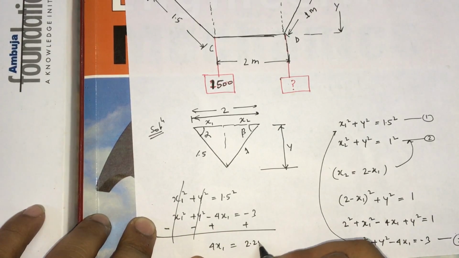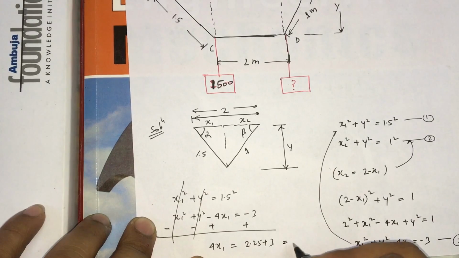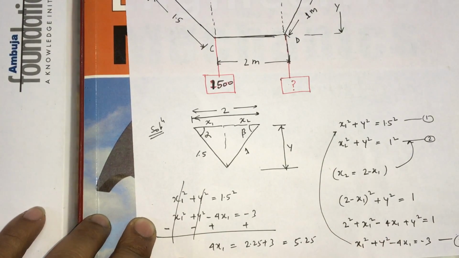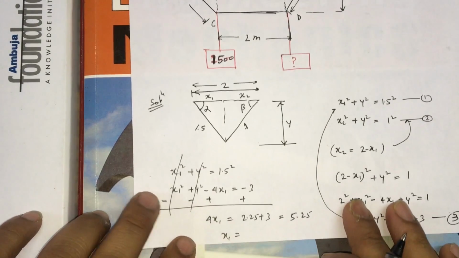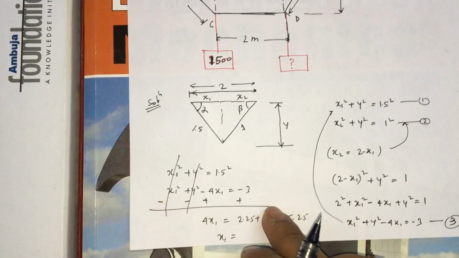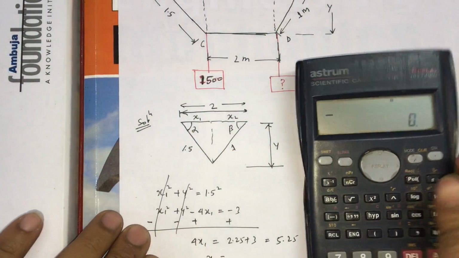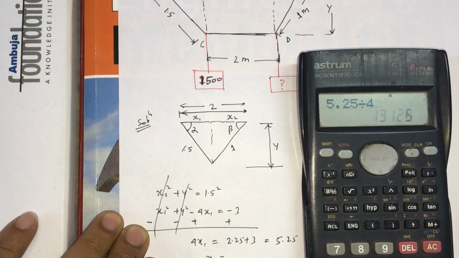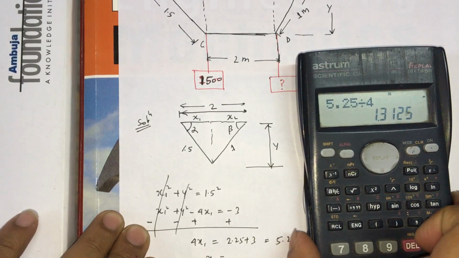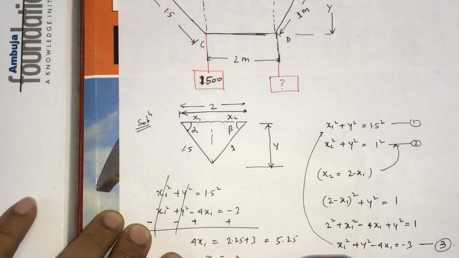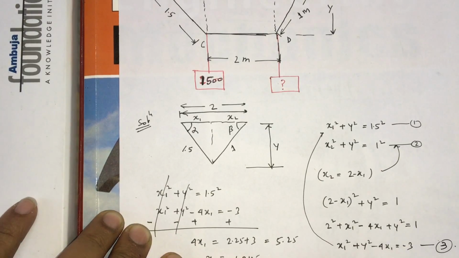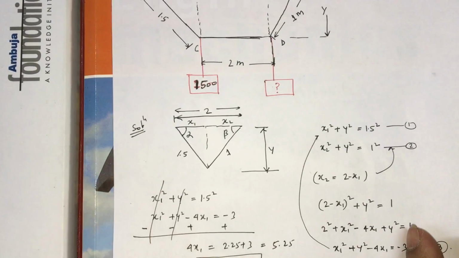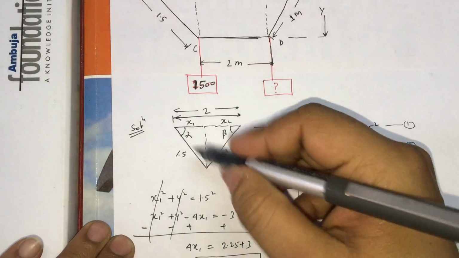So 2.25 plus 3 is 5.25, and x1 would be equal to, from here, so how much is x1 we can solve. 5.25 divided by 4 is equal to 1.3125. Once you know x1, we can calculate the value of x2, and at the same time we can also calculate all the angles.